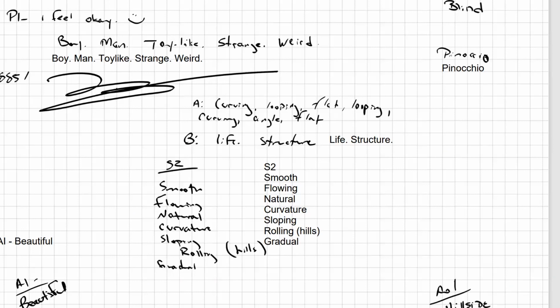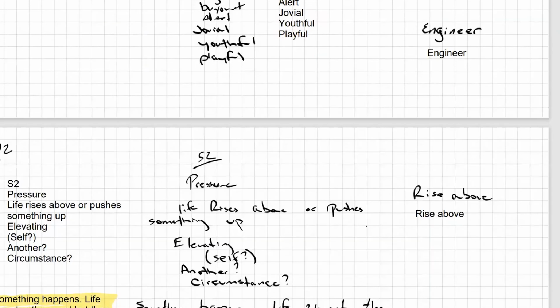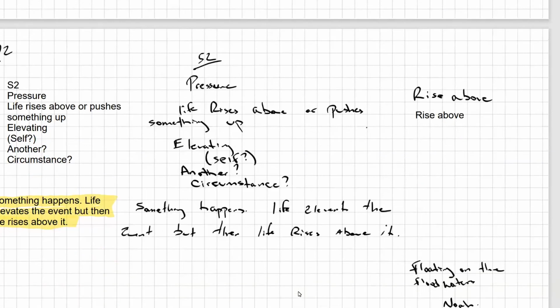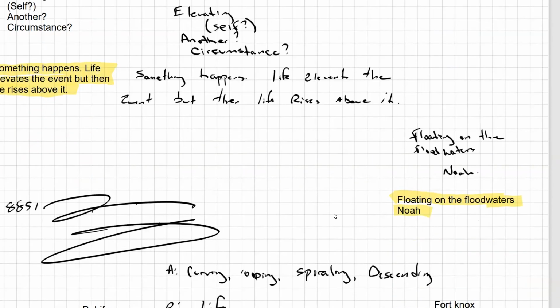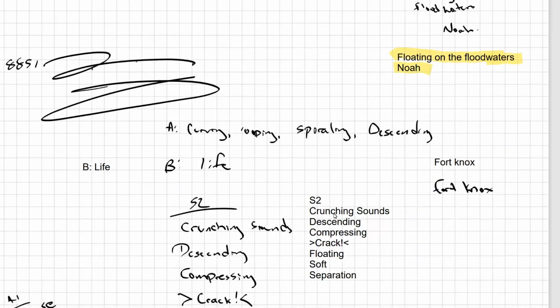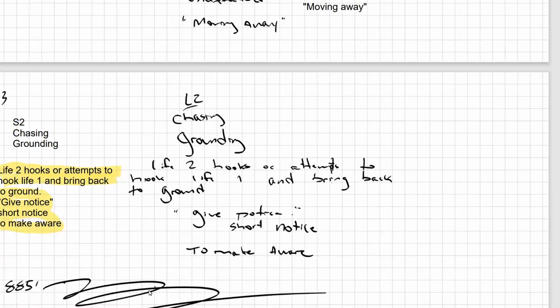All right, here's my first session, low-level data. I'm just going to go over what I feel is relevant here. I highlighted some things. Right away, something happens. Life elevates the event, but then life rises above it. And right away, I had floating on the floodwaters like Noah. So maybe something happened like that. There was a second life, Life 2 hooks or attempts to hook Life 1 and bring them back to the ground, to give notice, short notice, to make aware.